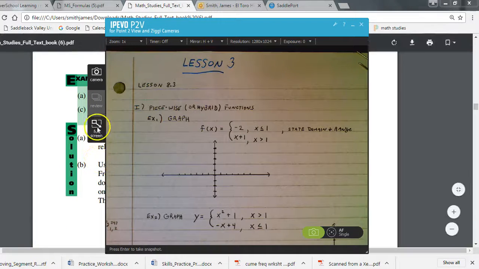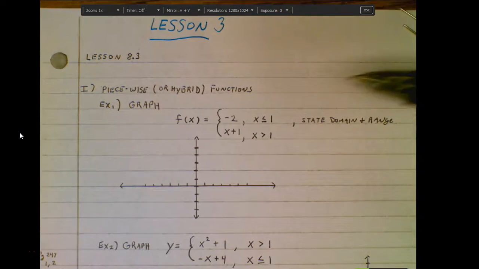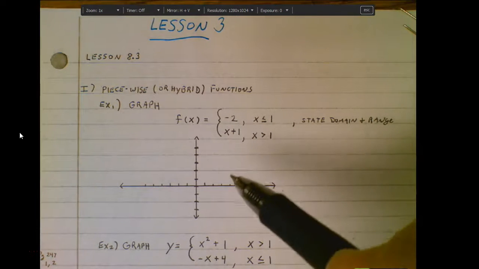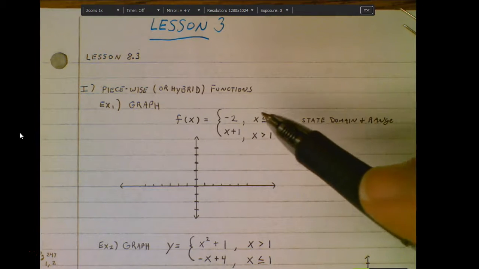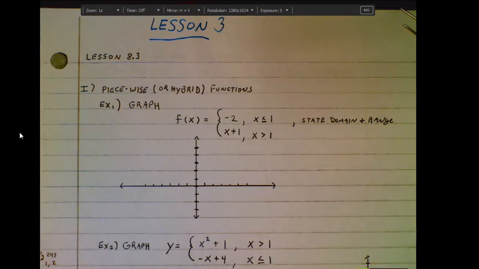All right, for lesson 3, we're going to look at a couple different types of graphs here. For the first part, as we're looking at something called piecewise or hybrid functions, it's simply normal graphs that you've always graphed, but they're going to be limited in their domain. And so for cases like this, we're going to graph like we always would, but we have to take into account what the domain is for each graph.